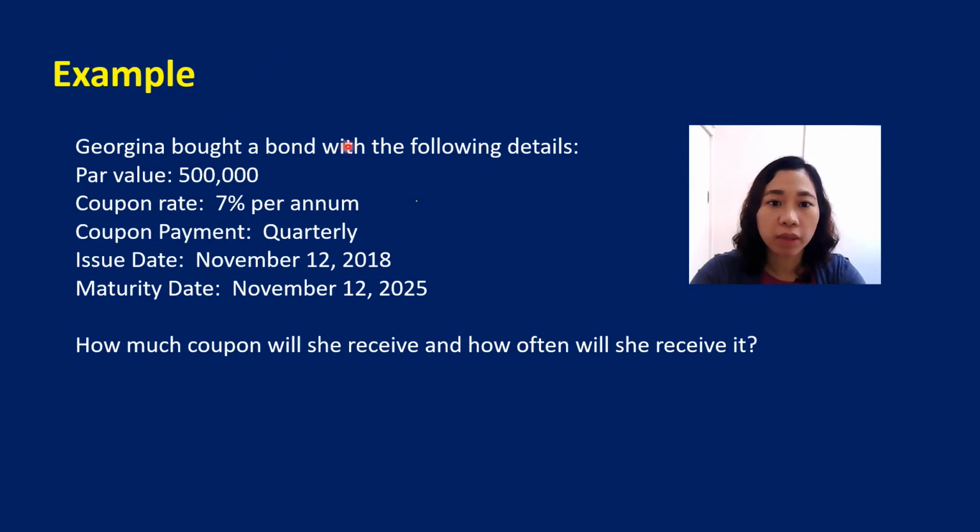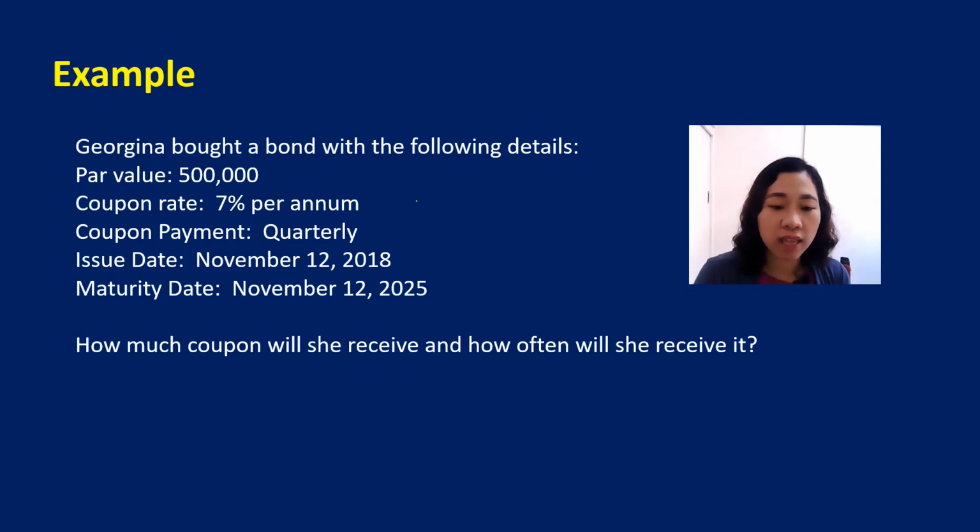Okay, so for our next problem, we have a bond problem again here. Georgina bought a bond with the following details. Par value or face value, that's 500,000. Coupon rate is 7% per annum. Payment is every quarter. Issue date is November 12, 2018 with a maturity date in 2025. How much coupon will she receive and how often will she receive it?